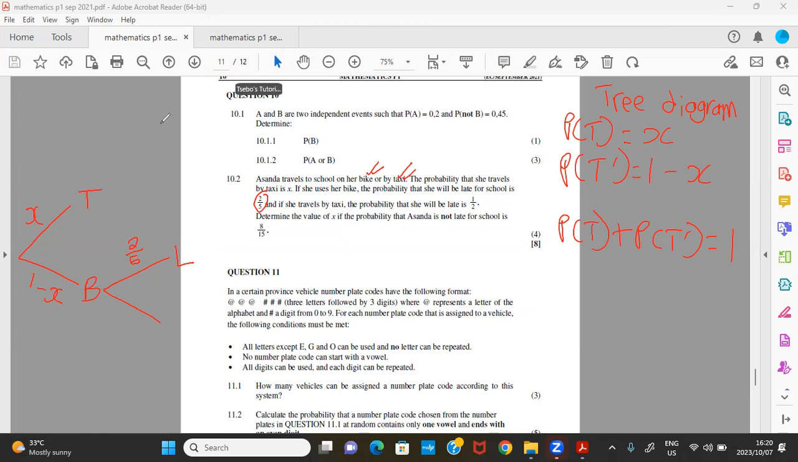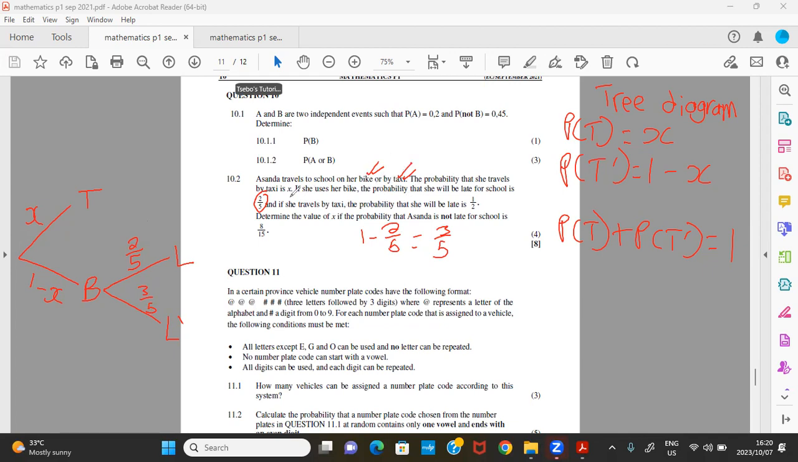Then what's the complementary of being late? 3 over 5. Okay, but in terms of the events, if you are late, what is the complementary of that? Not late, right? So here we are going to have not late. And then what is the probability of her not being late when she uses a bike? 3 over 5. So I'm just going to say 1 minus 2 over 5, right? Then it gives you 3 over 5. Yes. Thank you. 3 over 5.